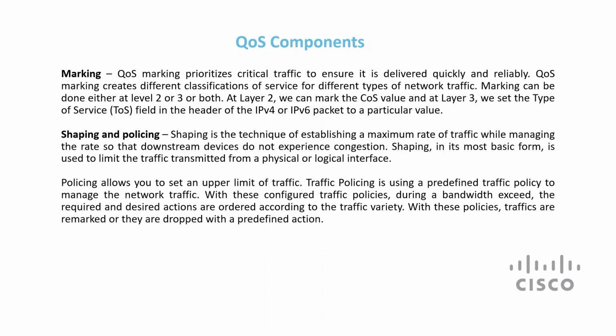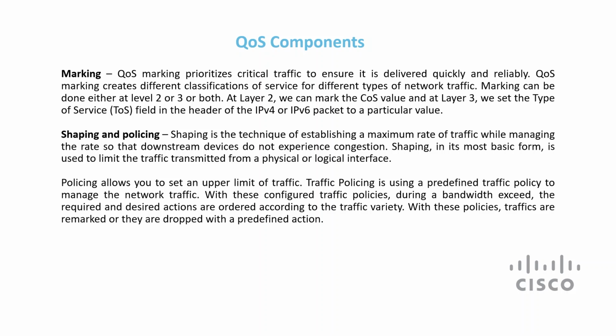QoS marking helps prioritize important data to ensure it gets through quickly and reliably. This marking creates different classifications of service for different types of data. Marking can be done at layer 2, layer 3, or both. At layer 2, you mark the CoS value. At layer 3, you set the type of service field in the IP packet header.